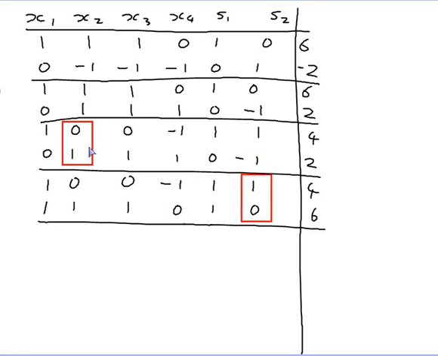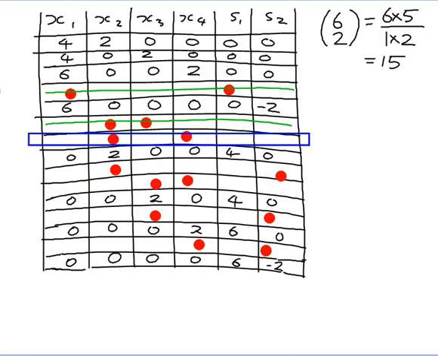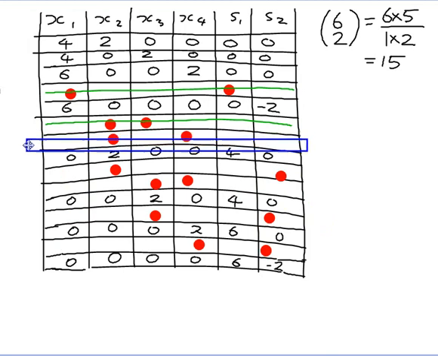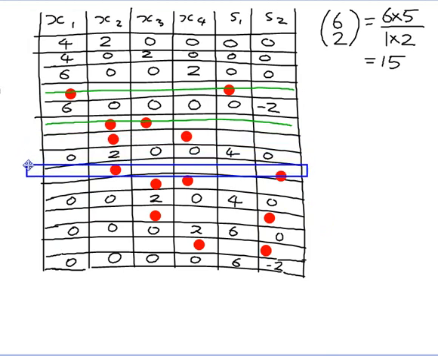So now I've got a piece of the identity here. x2 is 6 and s2 is 4. So I didn't do this one after all. Instead I did x2 and s2 there. x2 is 6 and s2 is 4, and all the rest are 0.